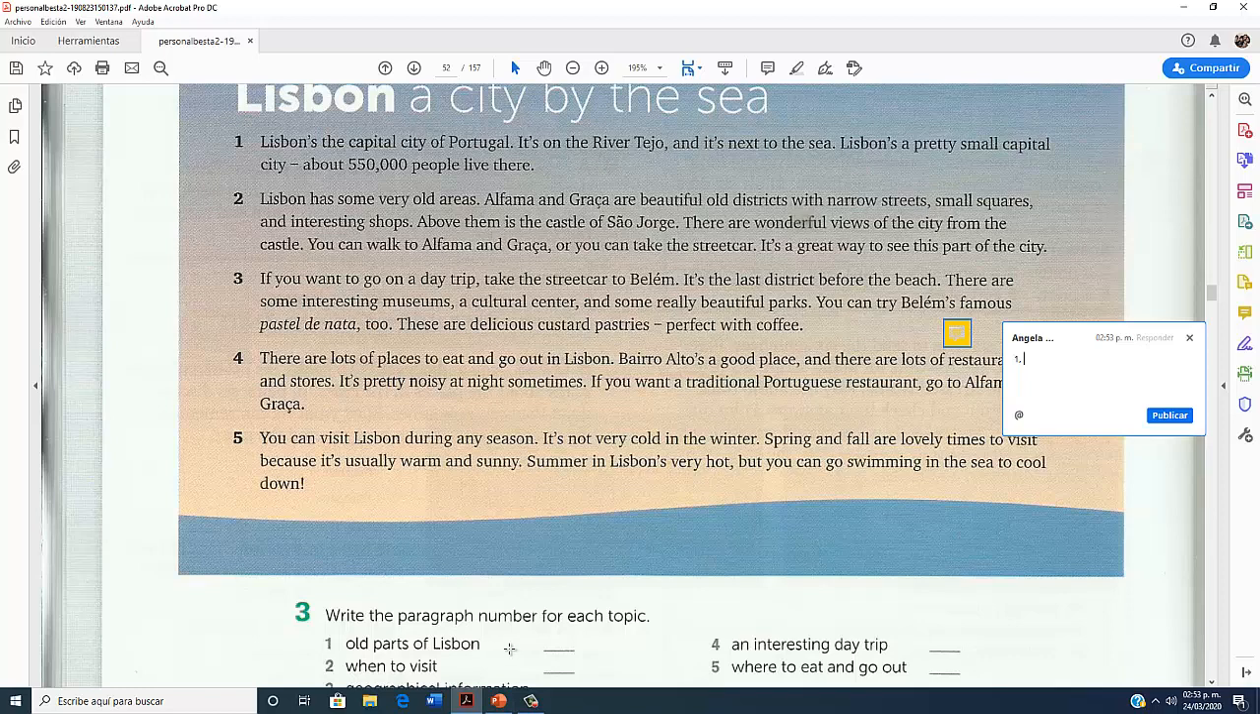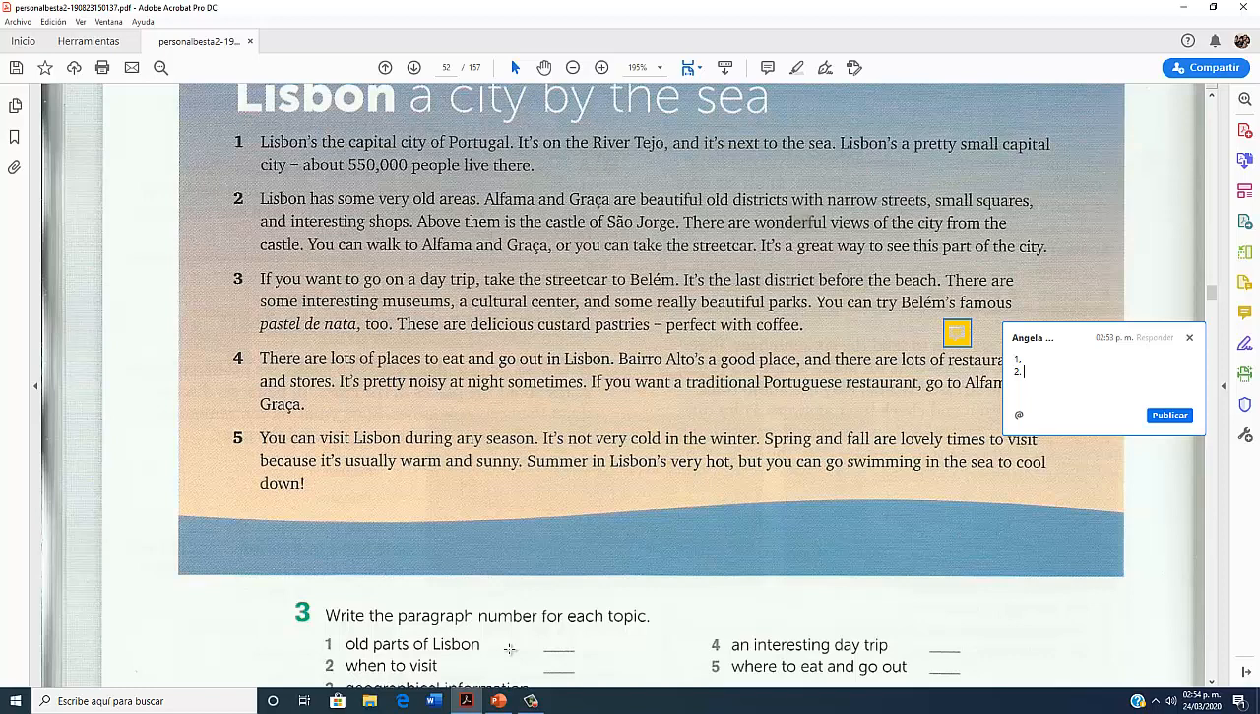It is about the trip, the city district, places you can visit in Lisbon. There are wonderful views, small squares. Pastel de nata, interesting shops. There are lots of places to eat, a good place, and lots of restaurants. It's not very cold in the winter.